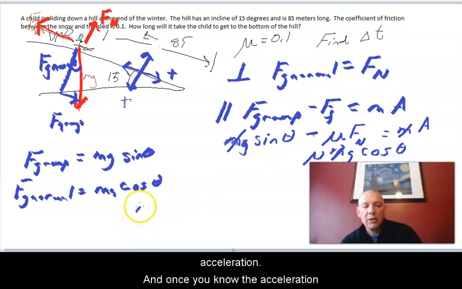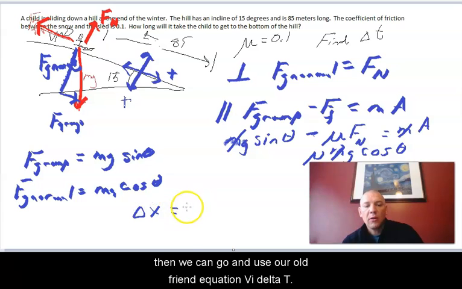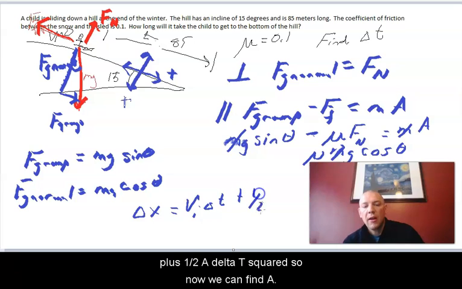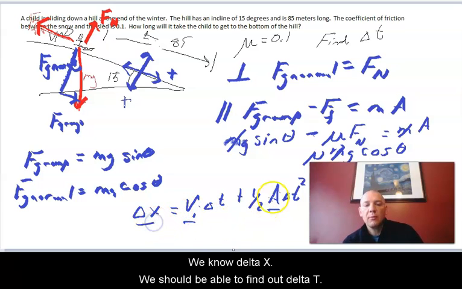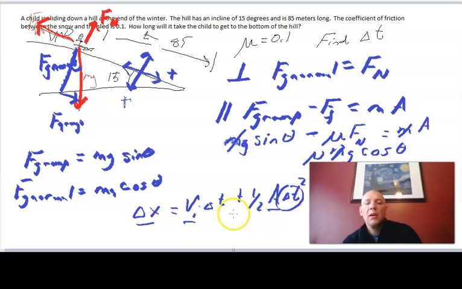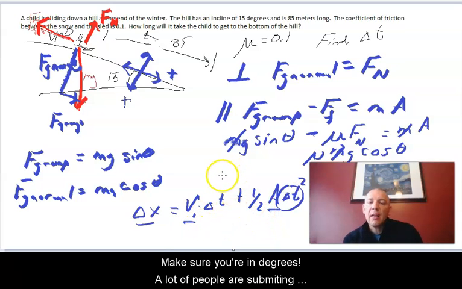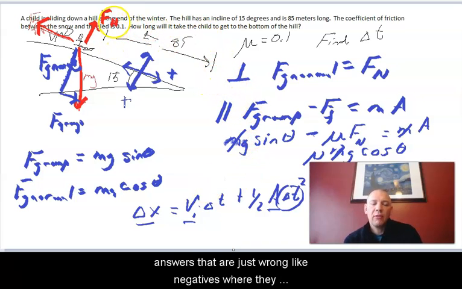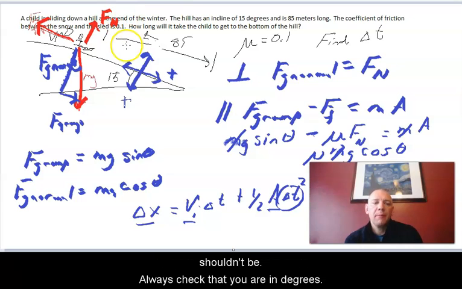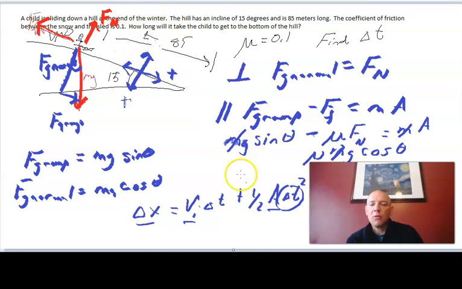And once you know the acceleration, then we can go and use our oldie friend equation, delta x equals vi delta t plus 1/2 a delta t squared. So now we can find a. We know vi is 0. We know delta x. We should be able to find out delta t. Make sure you're in degrees. A lot of people are submitting answers in radians, and sometimes it gives you answers that seem reasonable, but they're wrong. And sometimes it gives you answers that are just wrong, like negatives where they shouldn't be. I always check that you're in degrees. Good luck.